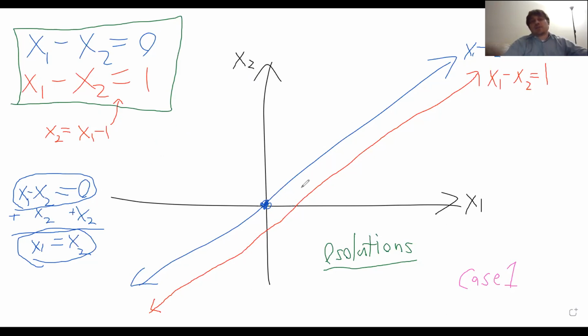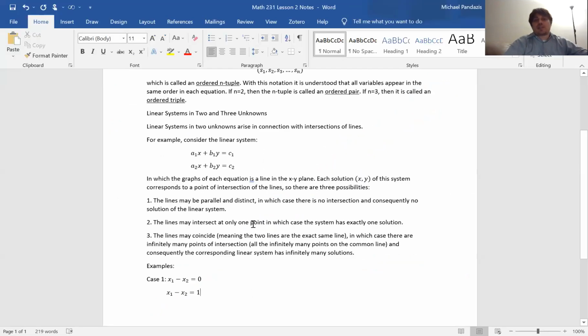Okay, so you have those two lines graphically representing this linear system, and zero intersection points correspond with zero solutions. That's case one. Case two, the lines may intersect at only one point, in which case the system has exactly one solution. So intersecting at exactly one point.